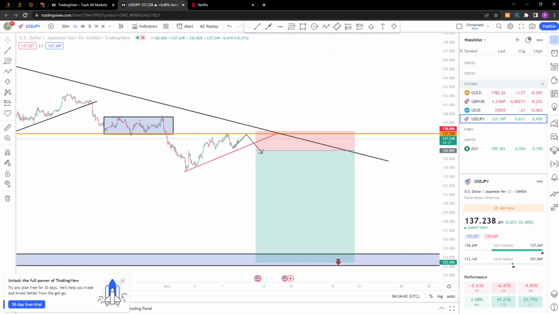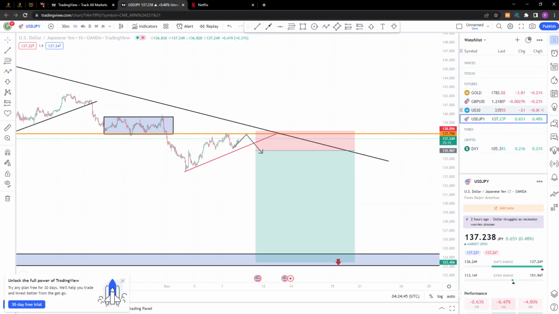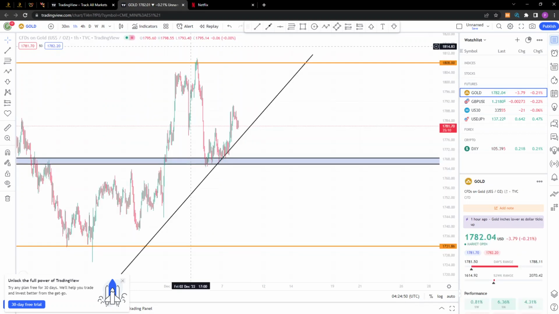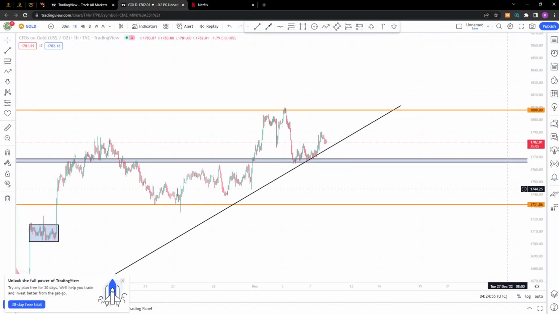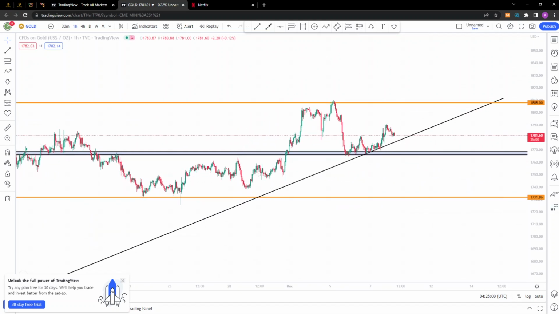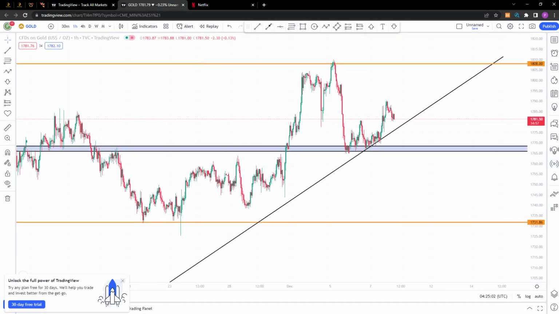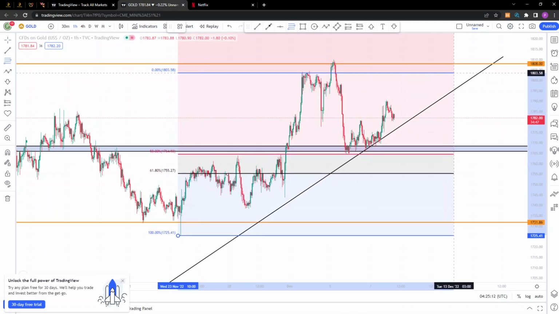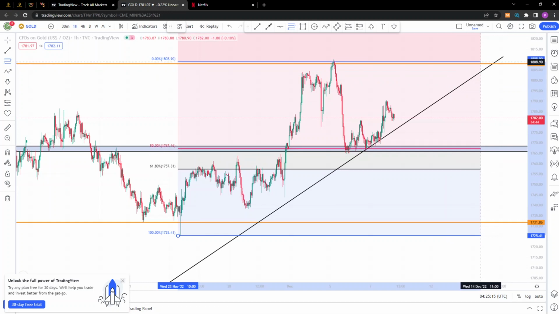Alright, so let's go on to gold. What I feel gold's going to do is buy. Why? Let me show you why. The first thing is when I take out my fib, swing low to swing high. Swing low to swing high.